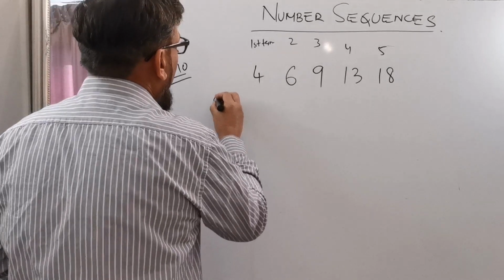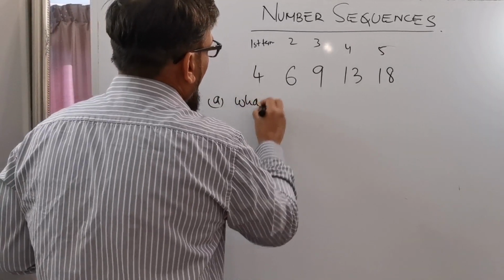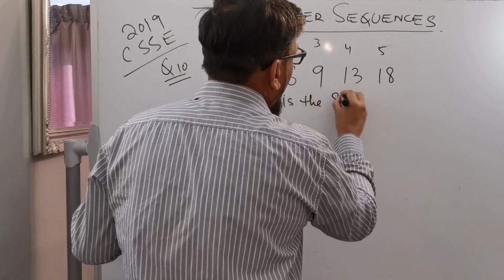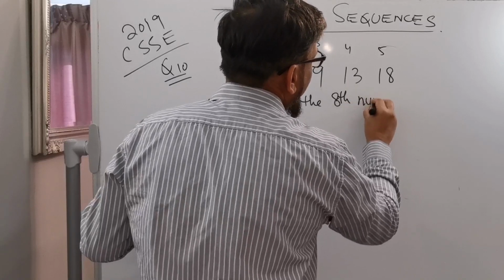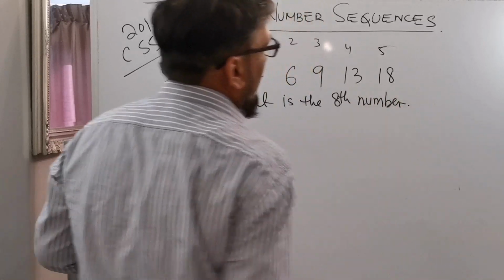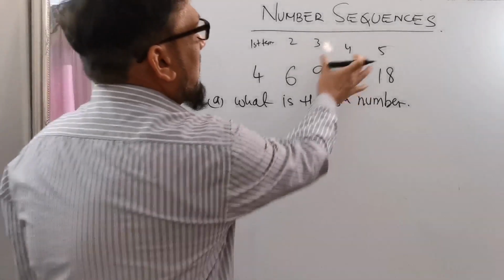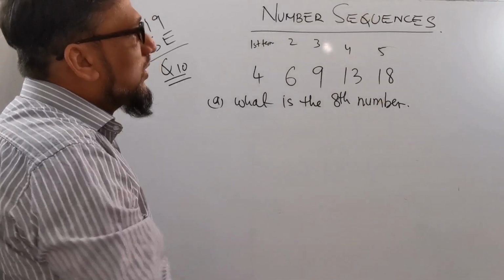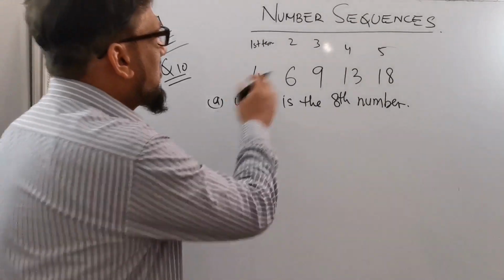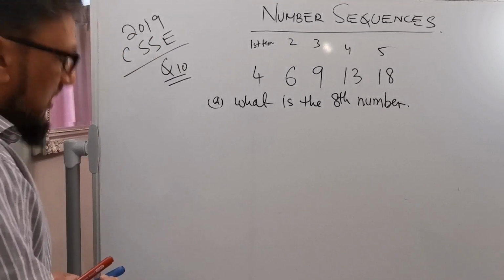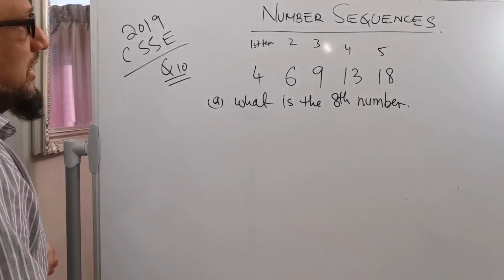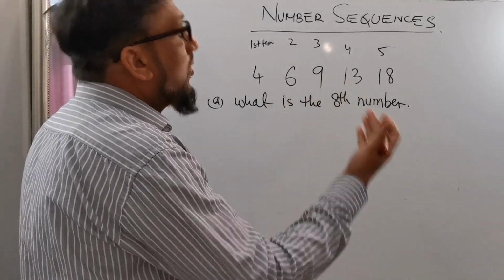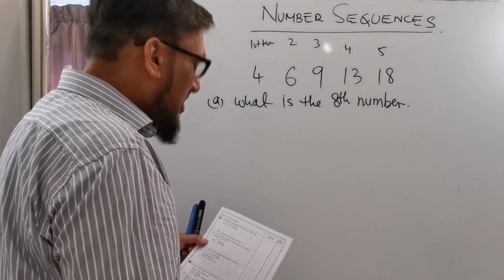So part A: what is the 8th number? They are giving you 5 numbers. So for the 8th one, what number will come? We need to see first the difference. How much is the difference? And the question says the gap in the sequence increases by 1 each time.